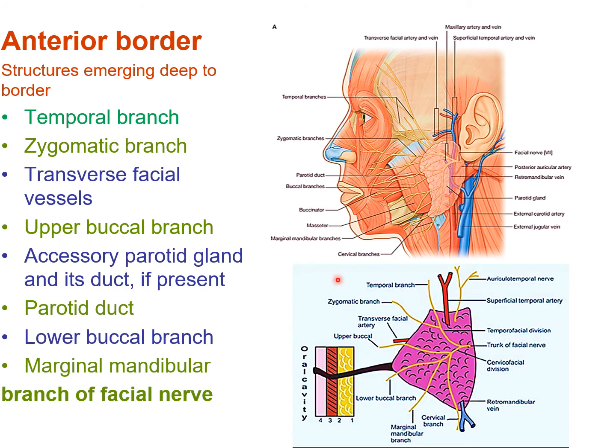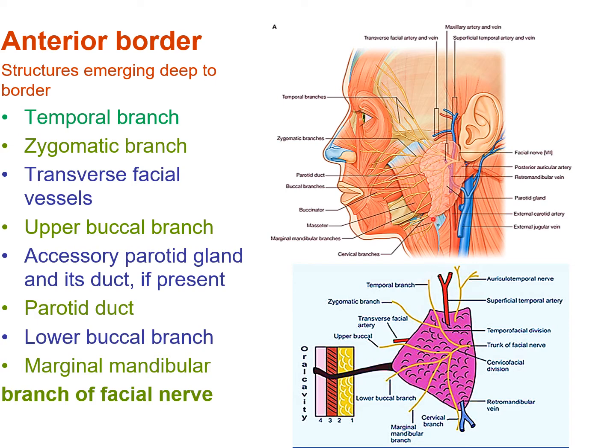Now talking about borders of the parotid gland, the anterior border is thin and it rests on the masseter muscle and it separates the superficial or the lateral surface from the anteromedial surface. The structures which are emerging deep to the anterior border are the terminal branches of the facial nerve, which are the temporal branches, the zygomatic branches, the buccal branches, the marginal mandibular and the cervical branch.